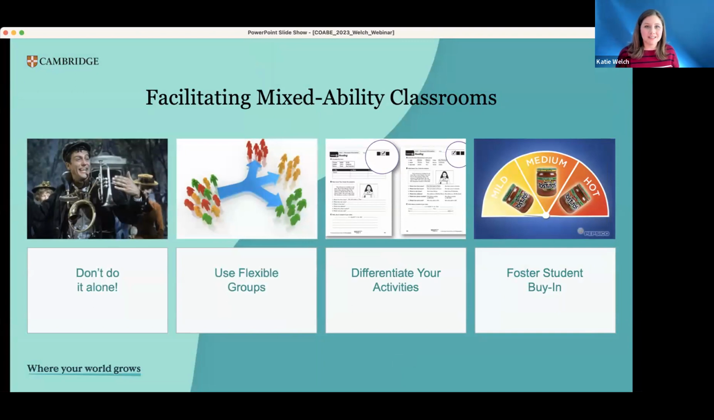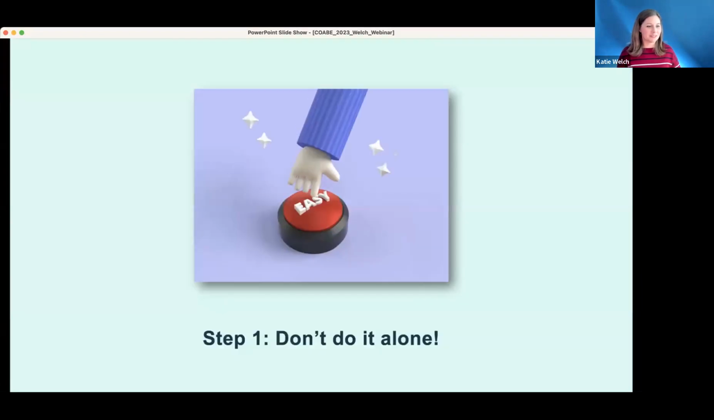The second one is going to be that we're going to use flexible groups. The third is we will differentiate our activities. And the fourth, and really important, is that we're going to foster student buy-in. Before we move on and start going through each of these 4 easy buttons, and you'll see here's our first one, is don't do it alone.